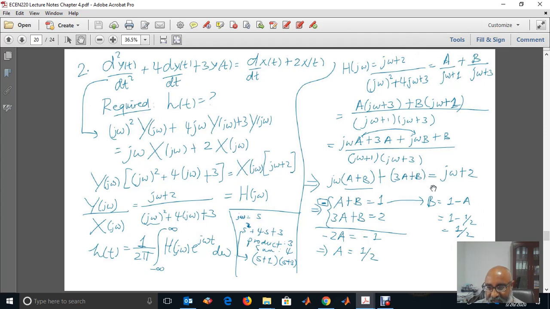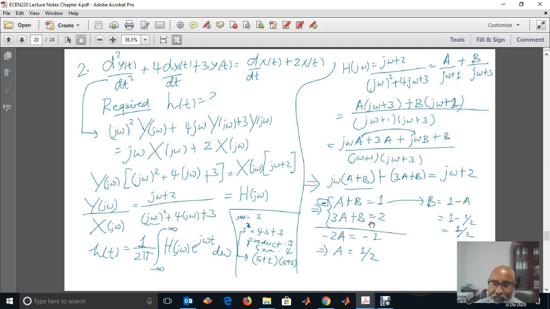So from this relation, in order for the left side to be equal to the right side, in the left side I have a plus b as the coefficient of j omega, and in the right side the coefficient of j omega is 1. So a plus b should be equal to 1. And in the left side I have the constant 3a plus b, and in the right side I have 2. So 3a plus b is equal to 2.